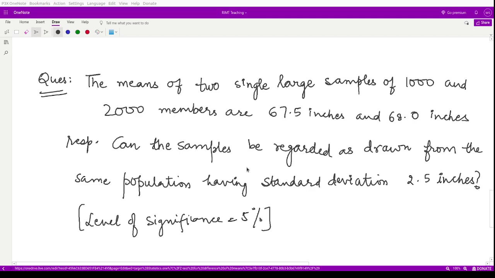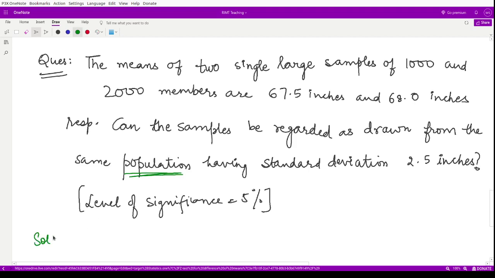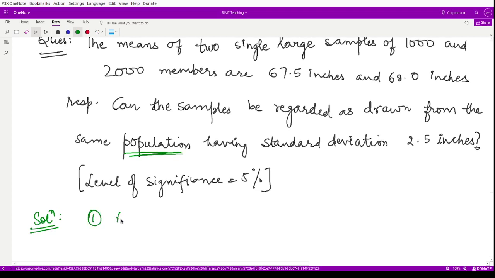So let's move on to the solution of this question. So we wanted to decide whether these two samples come from the same population or not. So how do we judge the population to be the same? We can say the population to be the same when it would have the same mean. So let us assume our hypothesis in the first step.